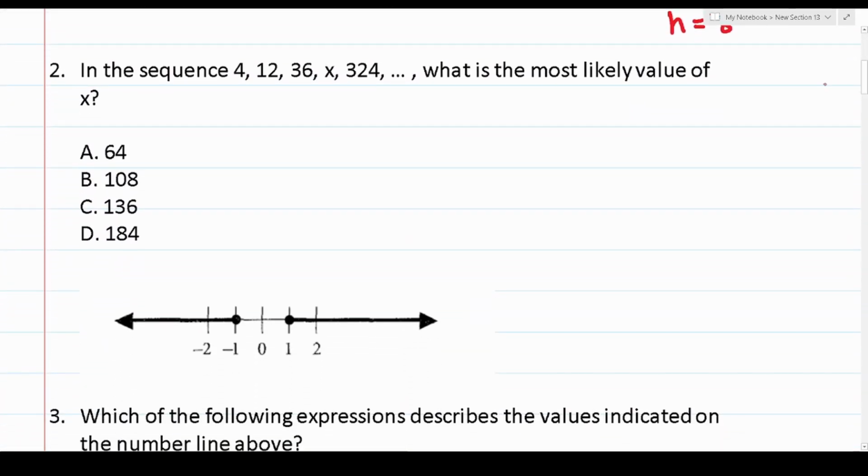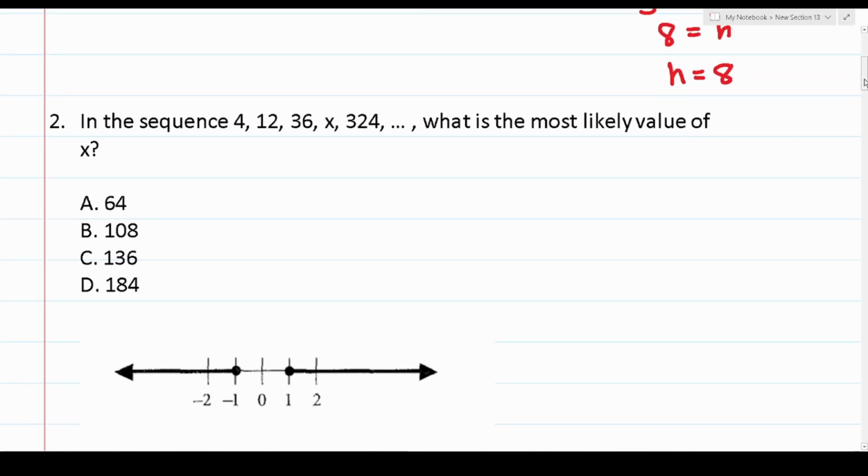All right, number 2 says, in the sequence 4, 12, 36, x, 324, and so on, what is the most likely value of x? So on my YouTube channel, I have 2 or 3 videos devoted to sequences and series. That said, they're probably overkill for a question like this. The key to solving a question like this is to find a value that will get you from one term to the next term in the series or sequence.